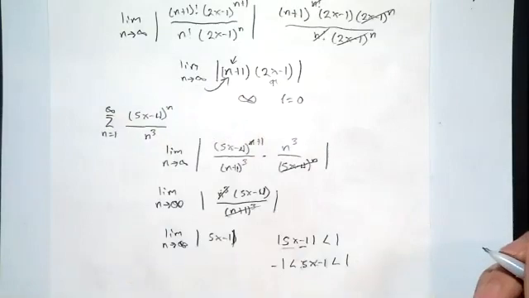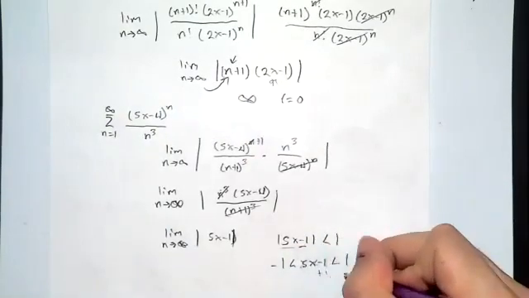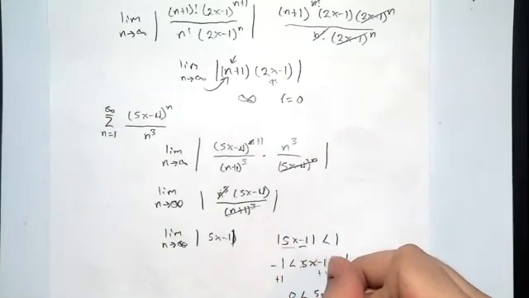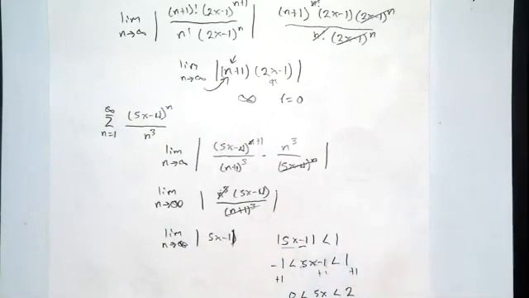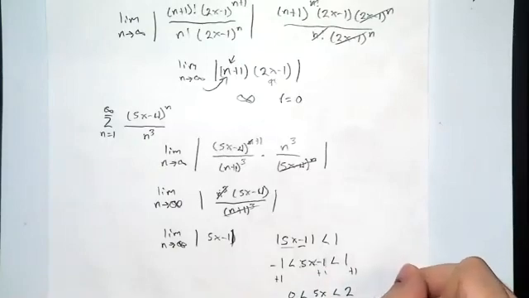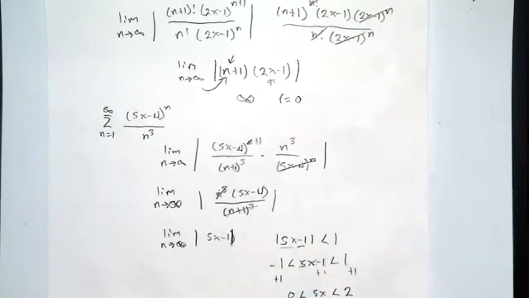Okay, yeah. So you break it out of the absolute value first. Then you add 1 to everything. Then you have 0 is less than 5x is less than 2. And you should divide by 5. So from this, you can see that r should be 1/5. That's always 1 over whatever x is multiplied by. And you get 0 less than x, which is less than 2/5.